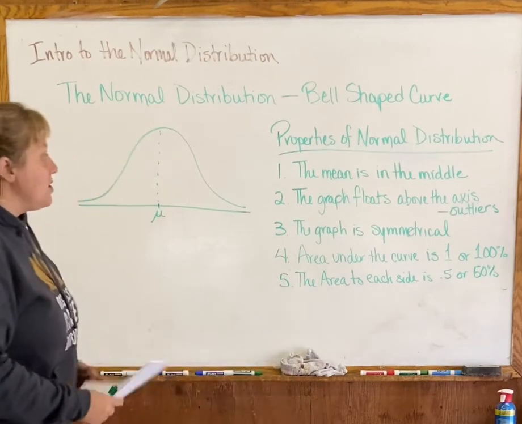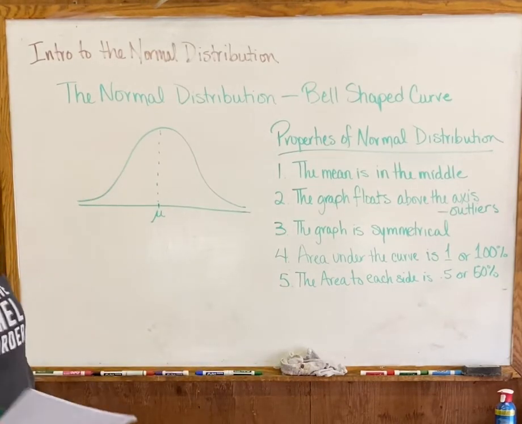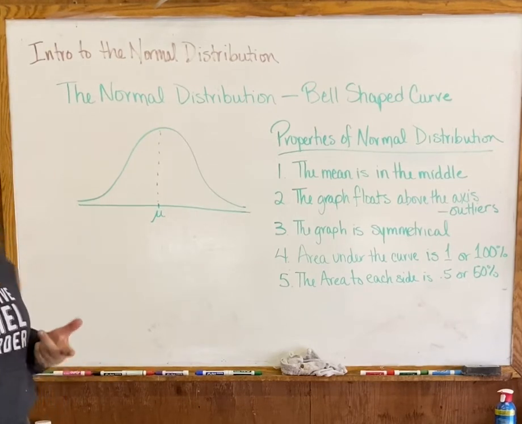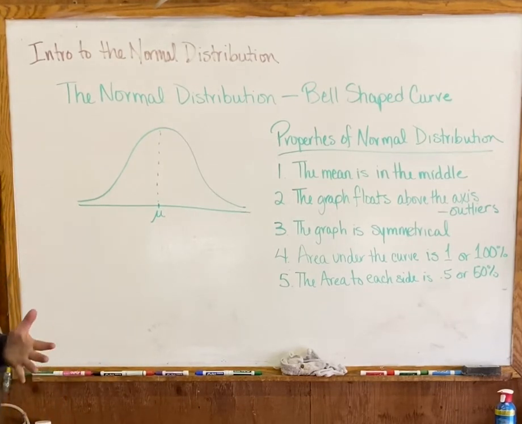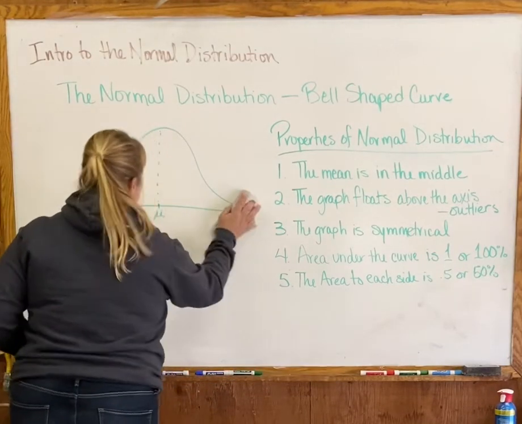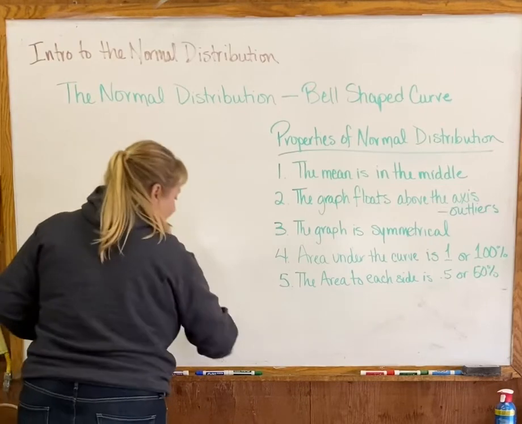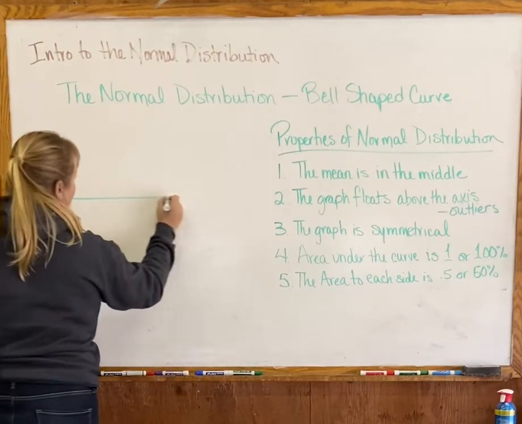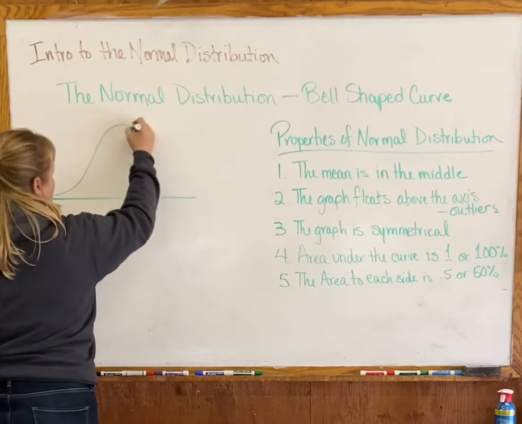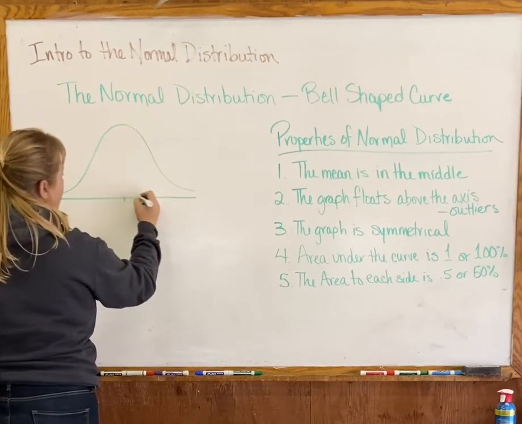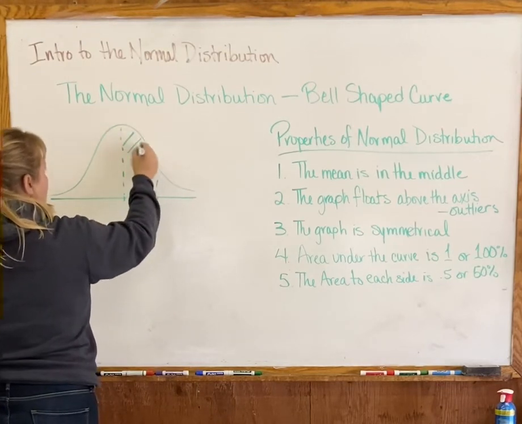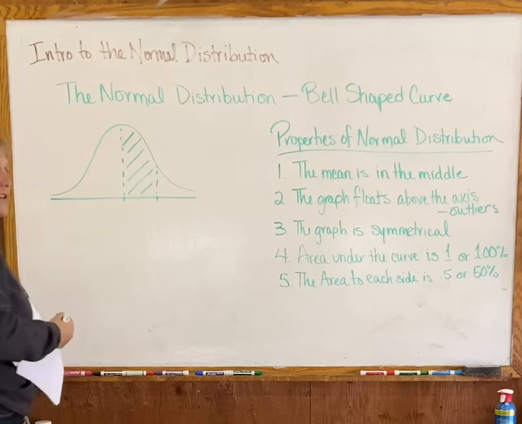Okay, so those are our basic go-tos when we are looking at the normal curve. Again, the mean in the middle, the graph floating, the symmetry, and the area underneath. So let's say I'm gonna write the same thing, but I don't want the little mu on there this time. So let's say that we're given a normal curve. And this time though, like in the last example, they're giving you a portion of the graph that is shaded.